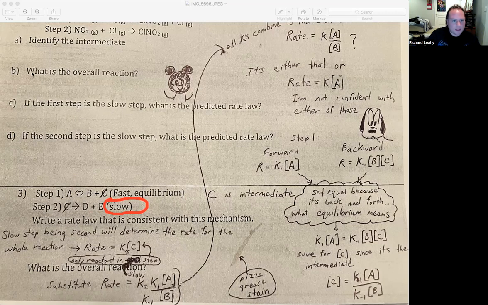If the slow step is second, you basically look at it and look at the reactants. So the only reactant here is C. That's scratched out because it's an intermediate. If you have to write the overall reaction, it's not involved in there. It's one of these things that's created and then gets consumed later on. So the overall rate of reaction would be some type of constant, k, and then C.